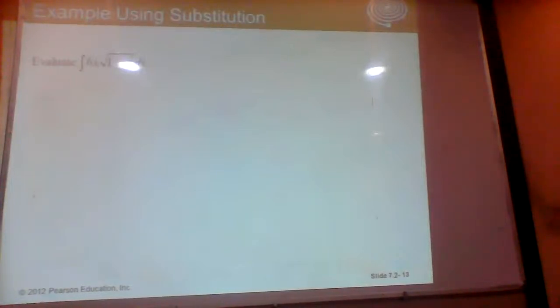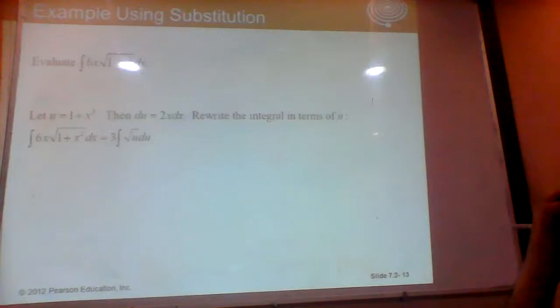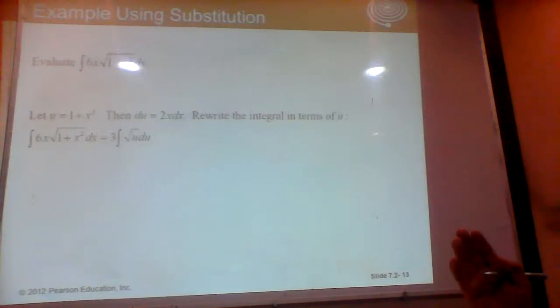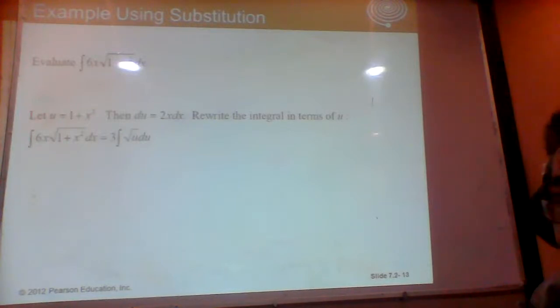Okay, how to integrate 6x radical 1 plus x squared. I'm going to replace the expression inside the root, 1 plus x squared, by u. It means du equals 2x dx. So I'm going to replace every 2x dx by du. So the integration of 6x radical 1 plus x squared dx becomes 3.